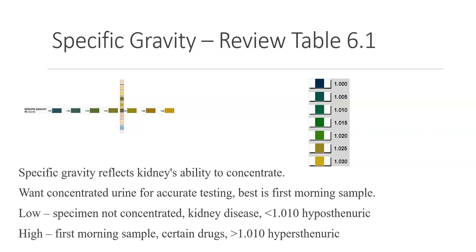The term used for a specific gravity less than 1.010 is hyposthenuric. A high specific gravity can indicate either a first morning sample, or maybe there's certain drugs that are present that increase the density of the urine, or you haven't drunk a lot of water. So again, dehydration can cause a high specific gravity. The term used for a specific gravity greater than 1.010 is hypersthenuric.